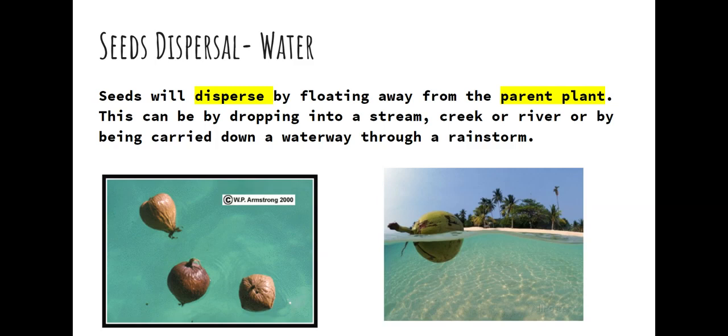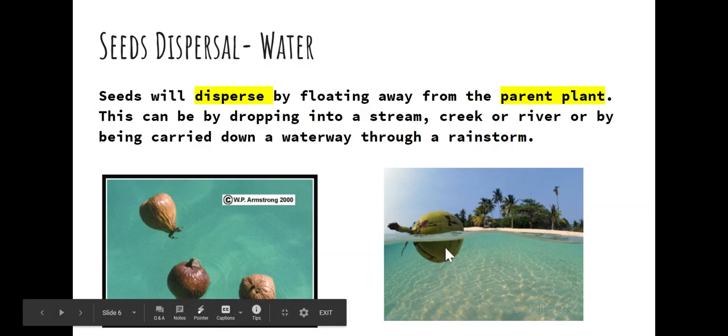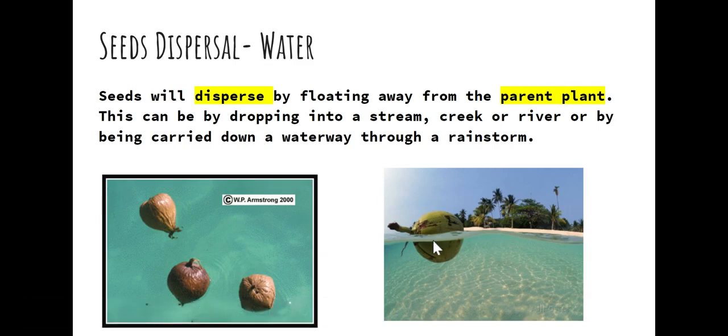Water is also a way that seeds can be dispersed. Seeds will disperse by floating away from the parent plant. This can be by dropping into a stream, creek, or river, or by being carried down a waterway through a rainstorm. Or even during a rainstorm, seeds can be knocked off of trees and dropped away from the parent plant. If you look here, you can see that these seeds look like they're designed to actually float down water.